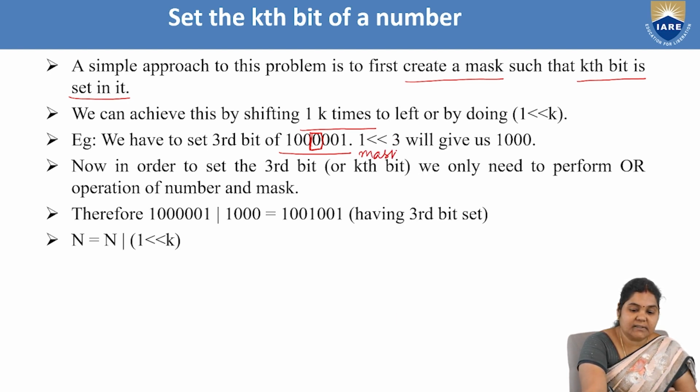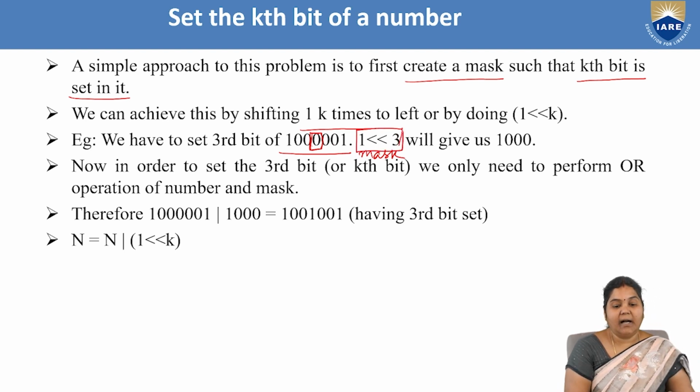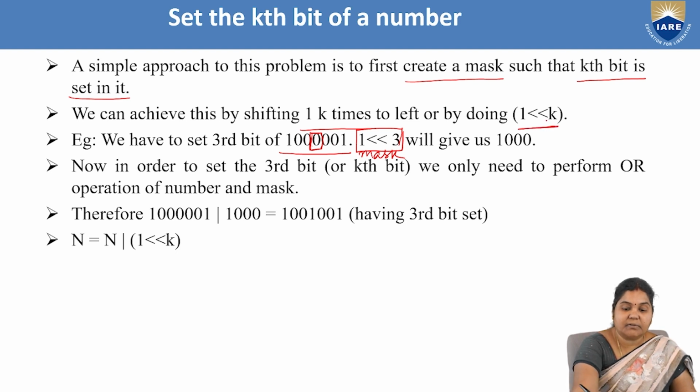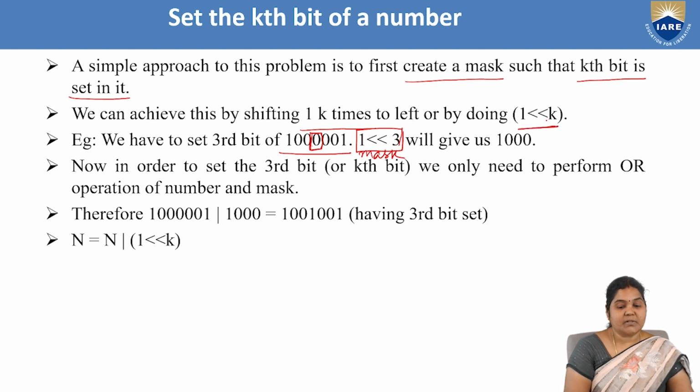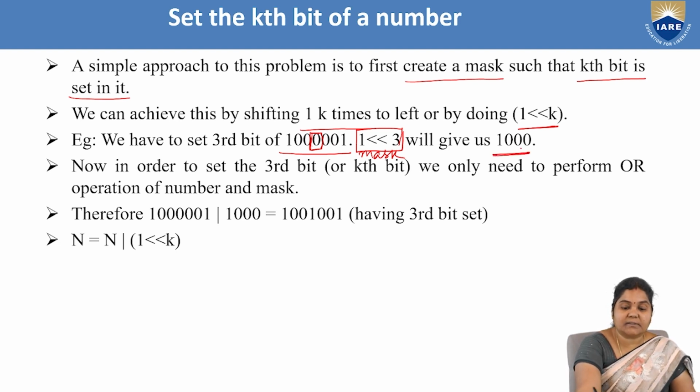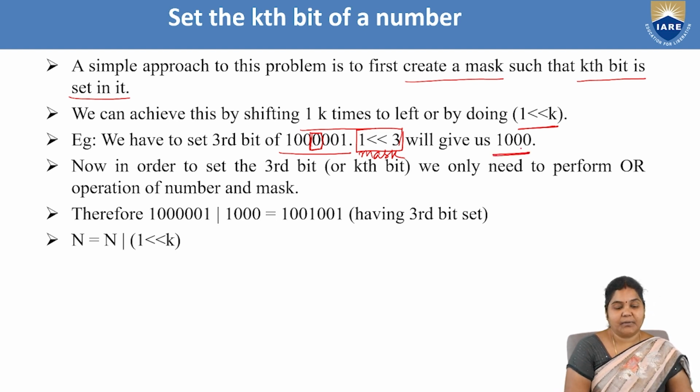So, our mask is this one. We have taken a binary number 1 and shifted it left 3 times, or k times, because we have to set the third bit. So 1 left shift k number of times, and we get a mask 1000. Okay.